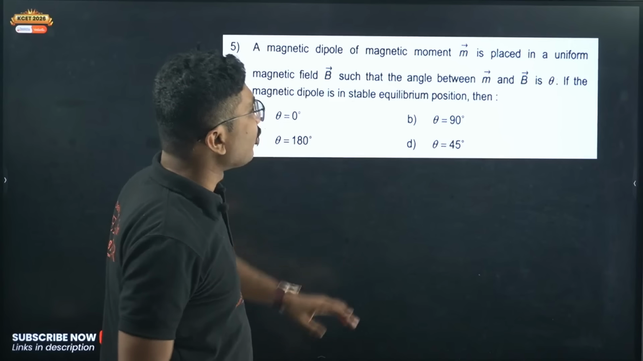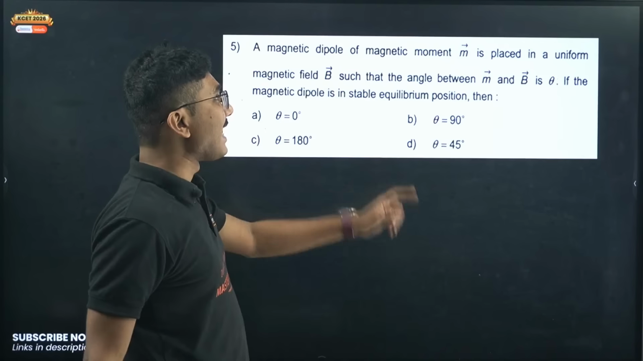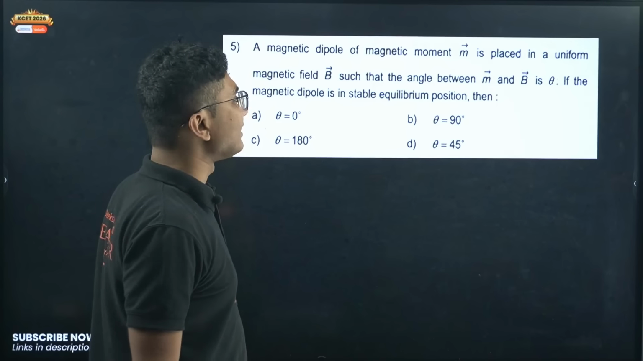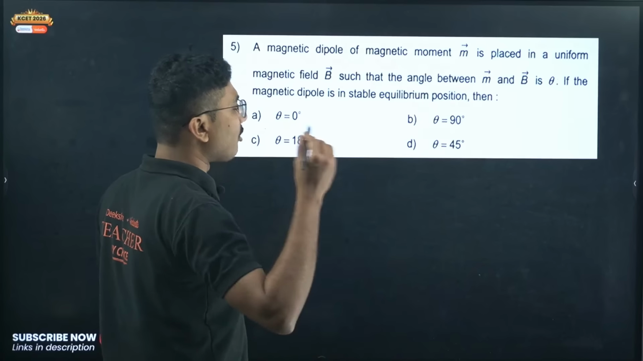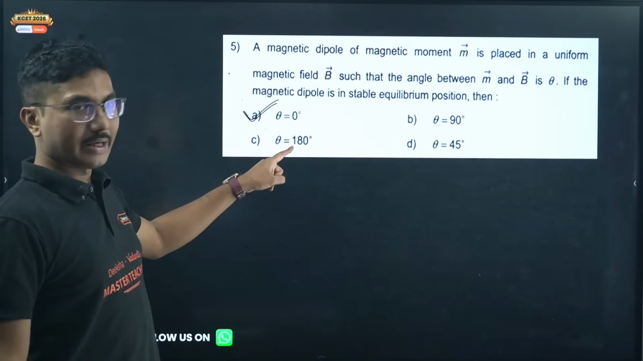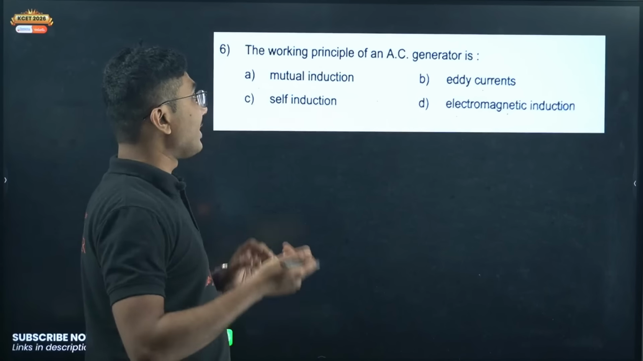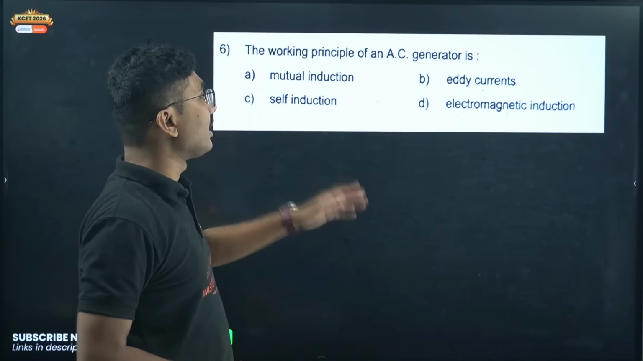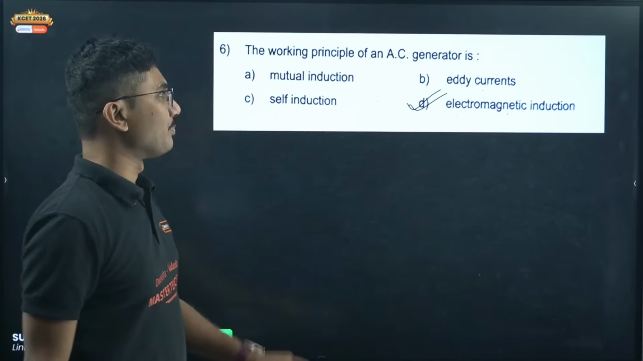A magnetic dipole of magnetic moment M is placed in a uniform magnetic field B such that the angle between M and B is theta. If the magnetic dipole is in stable equilibrium, stable equilibrium is only possible when the angle is 0 degrees. Unstable is 180, stable is 0 degrees. Next, the working principle of an AC generator: not mutual, not self, but normal electromagnetic induction.